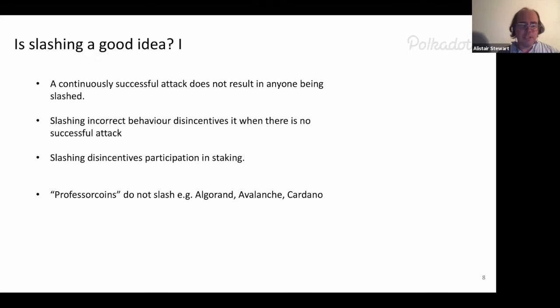But if most of the time we're just slashing incompetent people and not actually dishonest people, then what are we gaining by this? And on the other hand, just having a risk that your staked tokens might be taken away is going to disincentivize your participation, right? Because now you need a secure setup. Maybe someone can hack your machine, causing you to do something which loses you money.